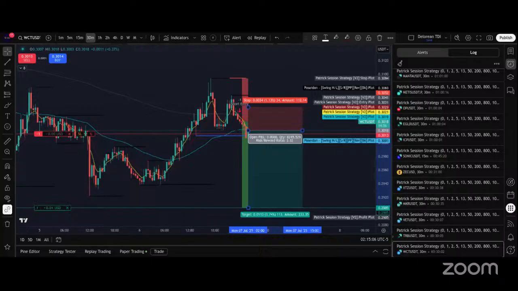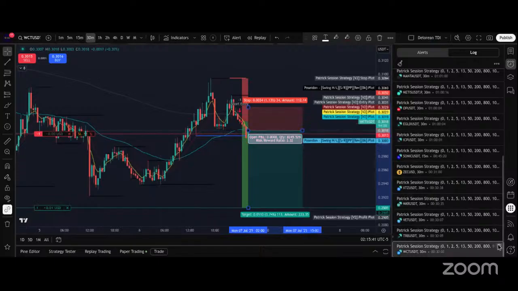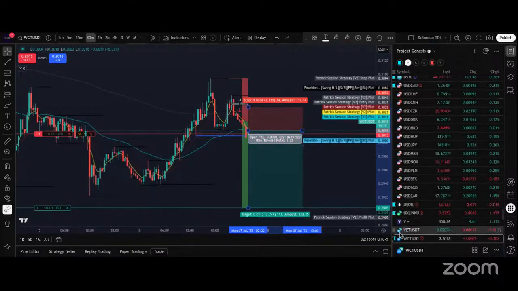And here's your next call of the night. WCT versus USDT. The 30-minute confirmation. Market execution sell. Entry price is 0.3018. Stop loss is 0.3502 for 34 pips. Take profit is 0.2905 for 113 pips with a risk to reward ratio of 3.32. All right, move it on to our next setup.